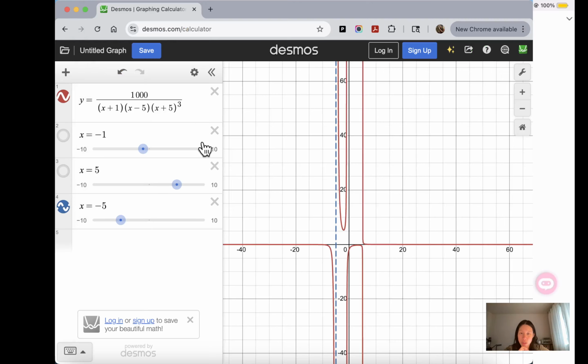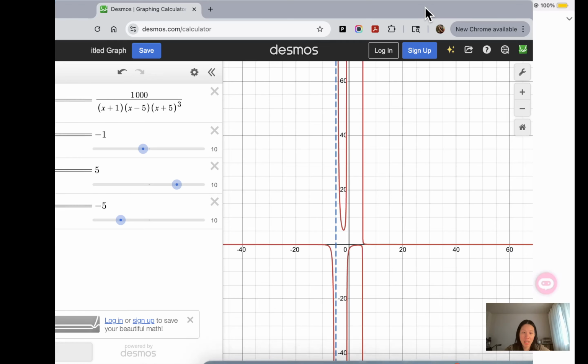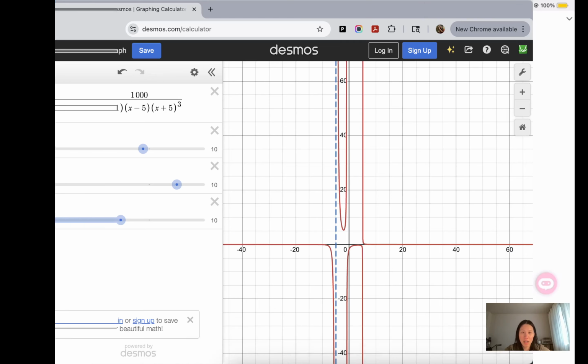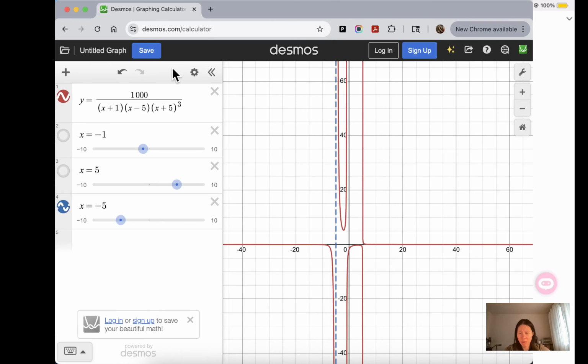Now, in this video, we're going to talk about graphs. Right now, you're seeing a graph of a rational function. The function is f(x) equals 1000 over (x plus 1)(x minus 5)(x plus 5). The denominator factors give us the vertical asymptotes of the graph. Let me label all of these.